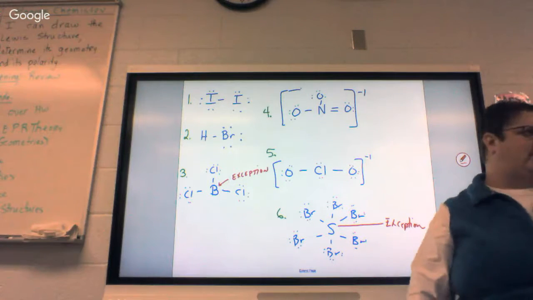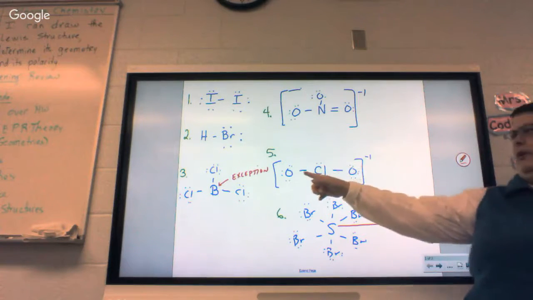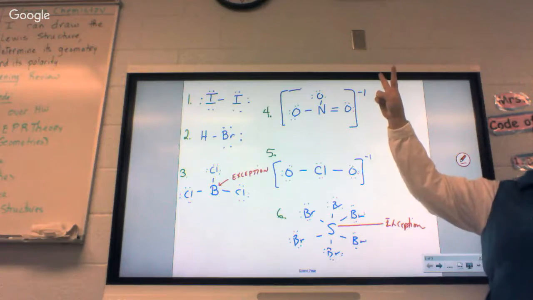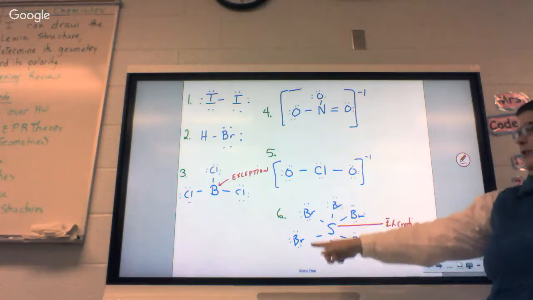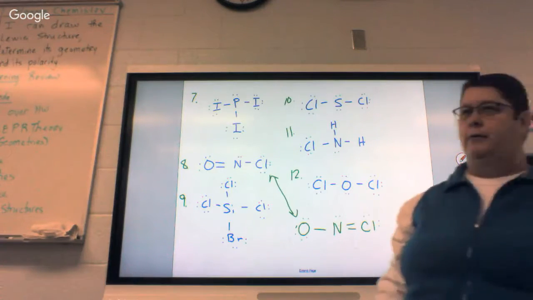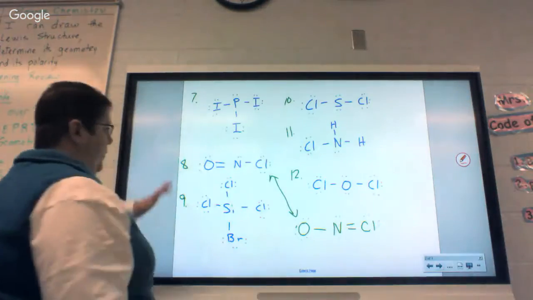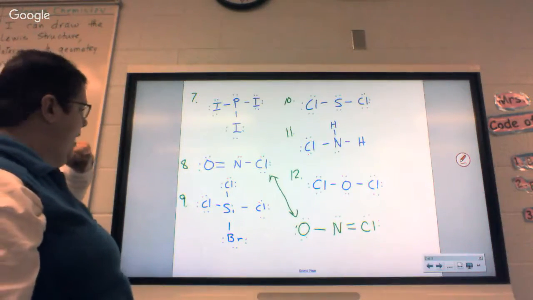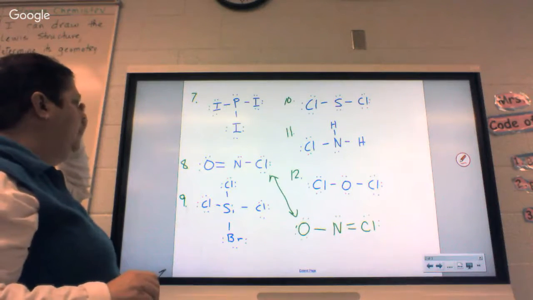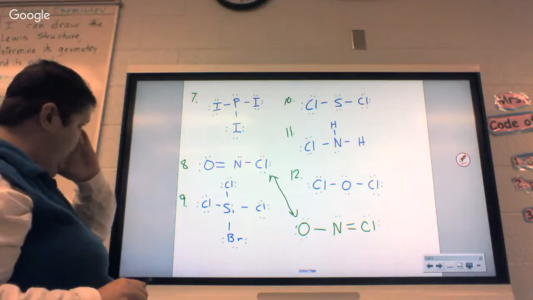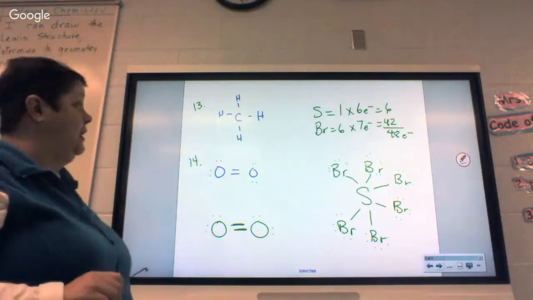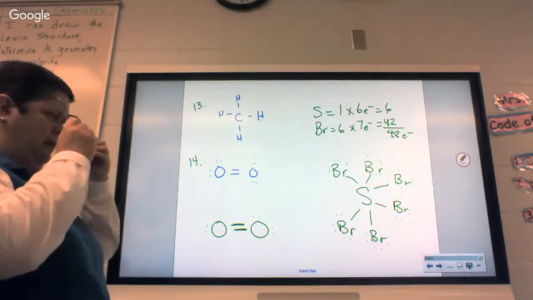All right, since we have some disagreement, how many O's do we have on number 5? How many lone pairs on number 5? 2 and 2 is what? All right, number 6. Octahedral, good. Number 7. Triangular pyramidal. Number 8. Bent. Number 9. Good. Number 10. Good. Number 11. Good. Number 12. Good.